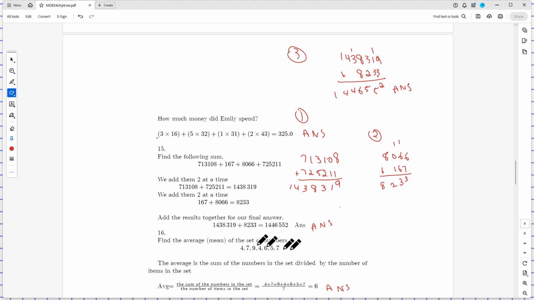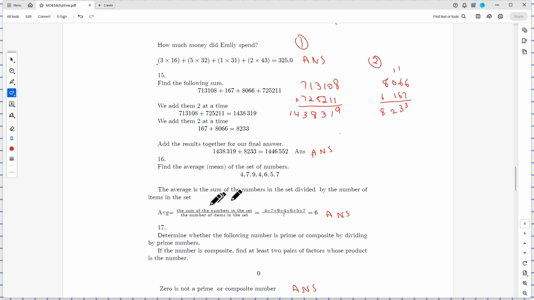Next one asks you to find an average. The sum of the numbers in the set divided by the number of items in the set. You see that here? You end up with 6.